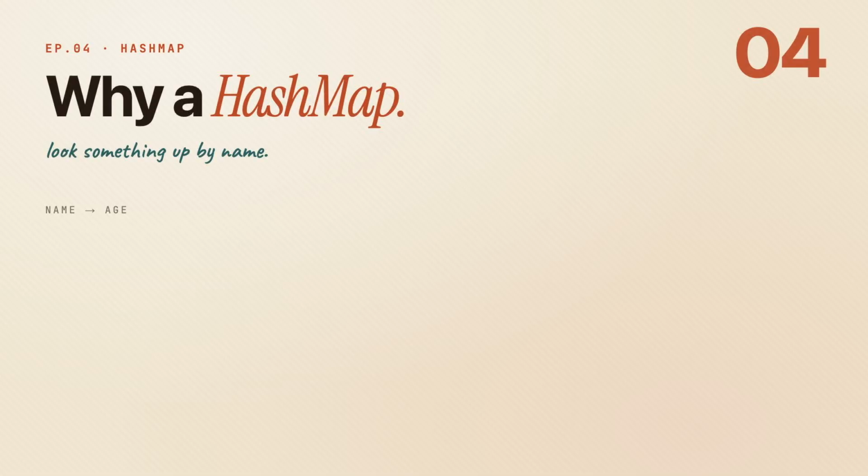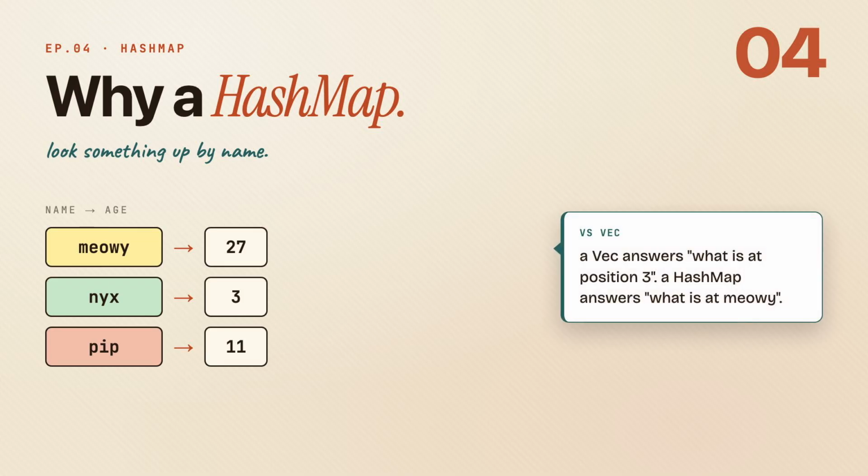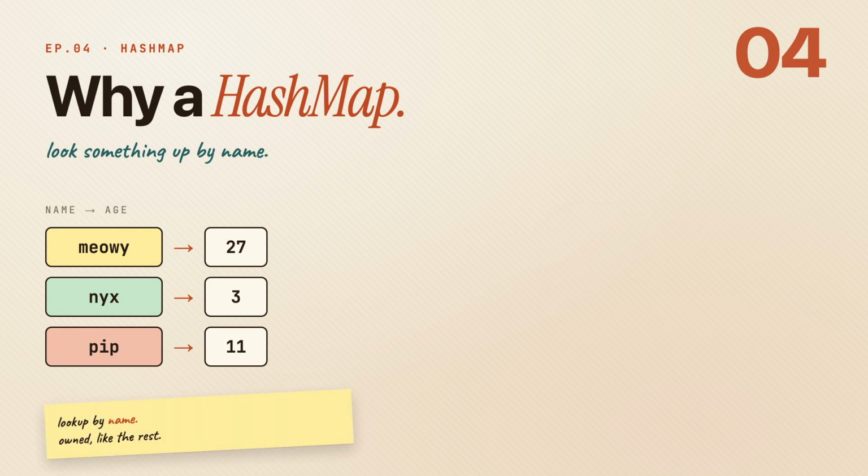A HashMap is a key, a value, and a way to look it up by name. There are 3 pairs in this HashMap. A vector answers what is at position 3, maybe. But a HashMap answers what is at Meowy. It looks up by using the key. Same ownership rules, but the HashMap owns every key and every value inside of it.